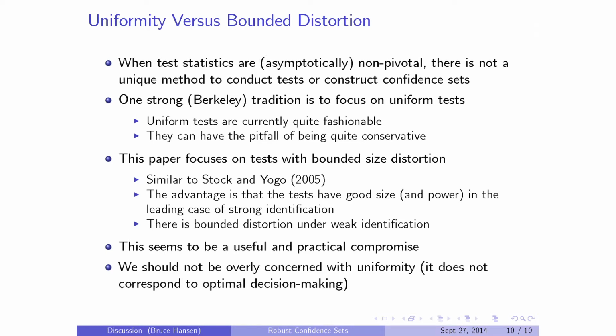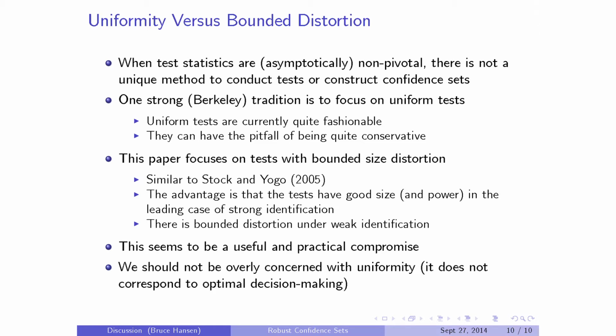So a general comment is, in the very general context of statistics, when our statistics are non-pivotal, there's no unique method to construct tests, construct confidence sets. One tradition that's very fashionable among young people in our profession these days is to be uniform. And I call it the Berkeley tradition a bit. But it seems like these days, if you don't use the word uniform, you're castigated as being on the evil or the dark side or something. And sometimes it's phrased in the form of that if you're not uniform, you're not right. That uniform is right, everything else is wrong.